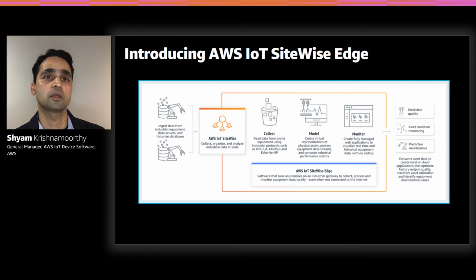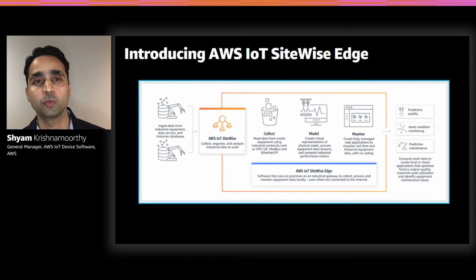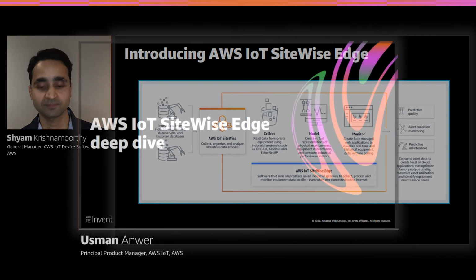And you can then use the processing you need locally and the processing you need in the cloud using the same semantics and the same capabilities. So very excited about that. And I want to hand over to Usman, who's going to give you a deep dive into how AWS IoT SiteWise Edge works and all the capabilities you can use. Thank you.